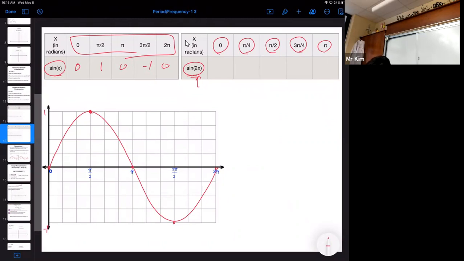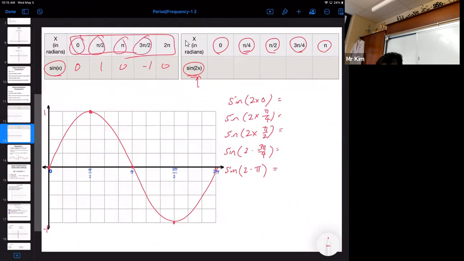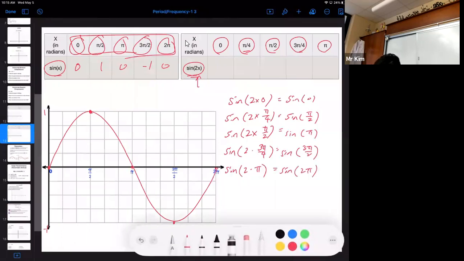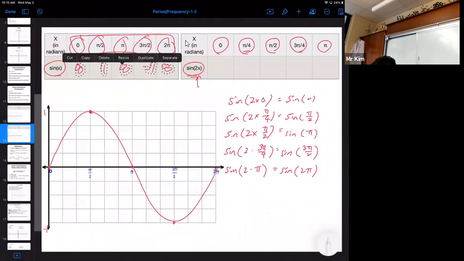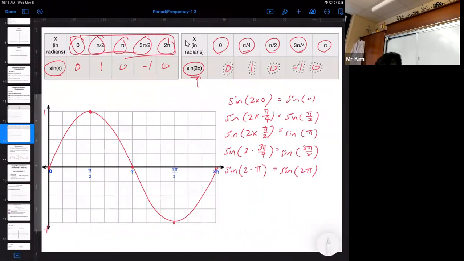So what I mean by that is, if I were to do sine of 2 times 0, sine of 2 times pi over 4, because that's the next one on the list, sine of 2 times pi over 2, and you get the idea. You basically get the original 5 values here. So that is going to be sine of 0, sine of pi over 2, sine of pi, sine of 3 pi over 2, and sine of 2 pi. So these values 0, 1, 0, negative 1, 0, they happen exactly the same for these values.